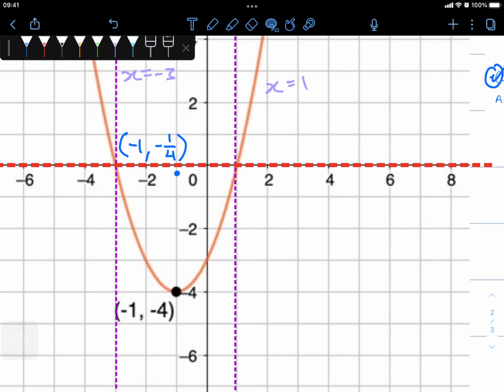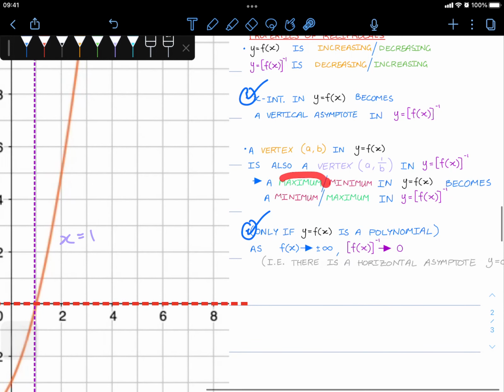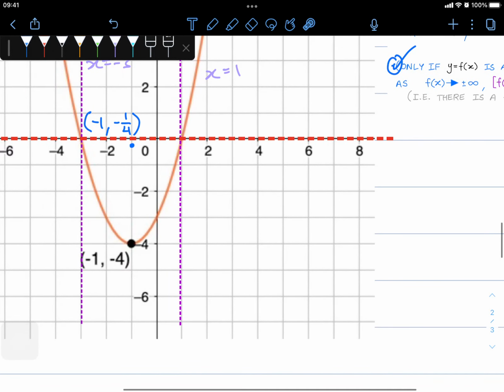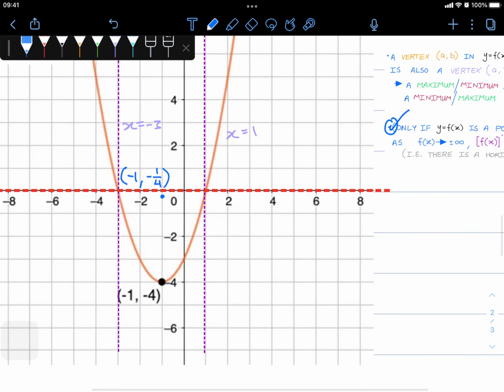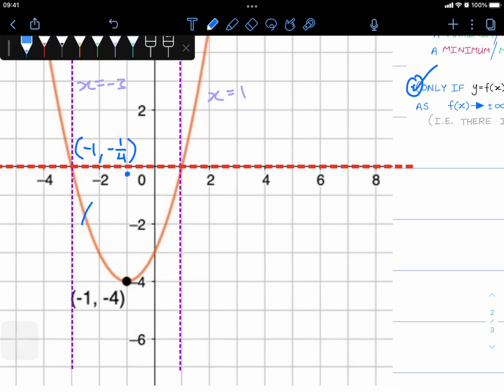There we are. And not only that, because maximums in f of x become minimums in the reciprocal and vice versa. So minimums in f of x become maximums in the reciprocal. Since this point is a minimum, it will become a maximum in its reciprocal. So it should look, I hope you can already imagine it, something like this in your mind. So it should definitely be doing something like this.